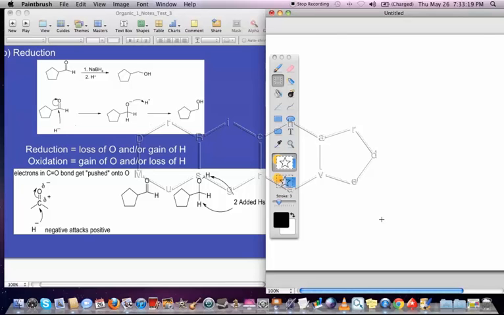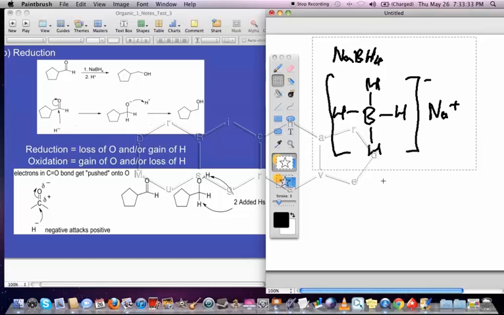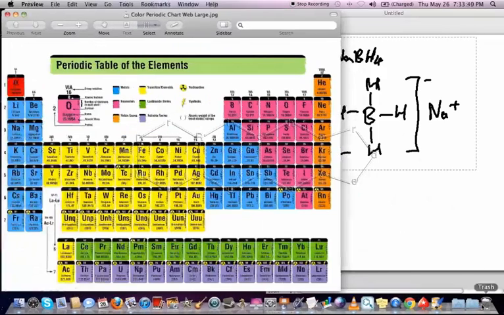Alright, let's look at our reduction reaction. We're using sodium borohydride as our reducing agent. Let's take a look at what that looks like. This is sodium borohydride, boron with 4 hydrogens bonded to it. Taking a look at where boron is on the periodic chart, you'll notice that it is close to being metallic. It's a non-metal, but it is close to the metals. It's called a metalloid or a semi-metallic compound.